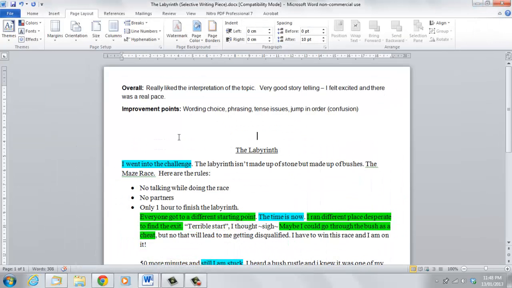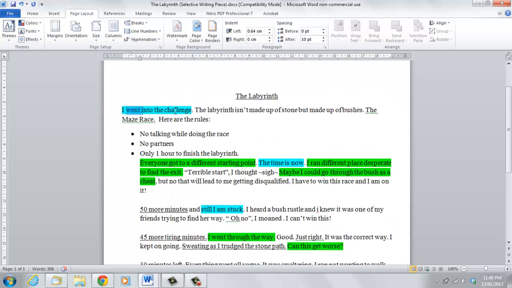So we'll go to the one from Angie. Overall, I really like the interpretation of this topic. I could understand which topic you had chosen. There is really good storytelling in this, which is a different contrast from the other one. I felt really excited and there was a real pace to the story. Okay, so the story itself is actually quite good and the idea is quite unique. The improvement points I would say would be wording choice, phrasing, tense issues, and jump in order as well, but to a minor extent. Let's go through this in more detail.